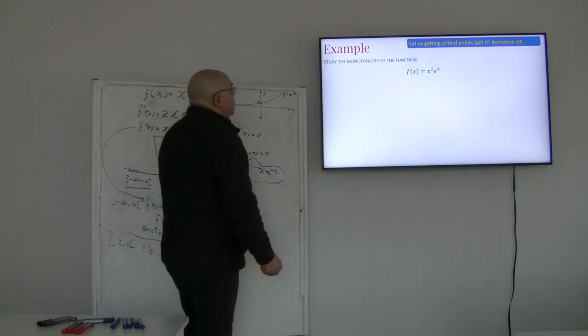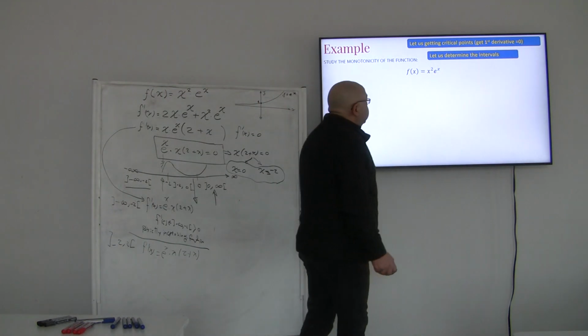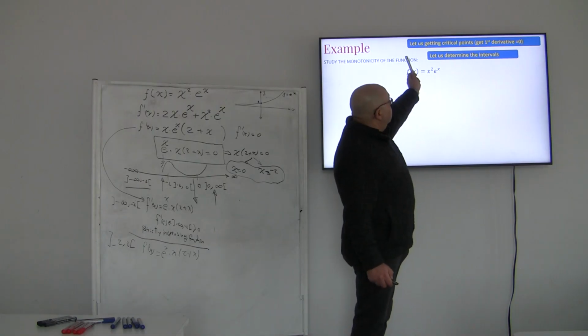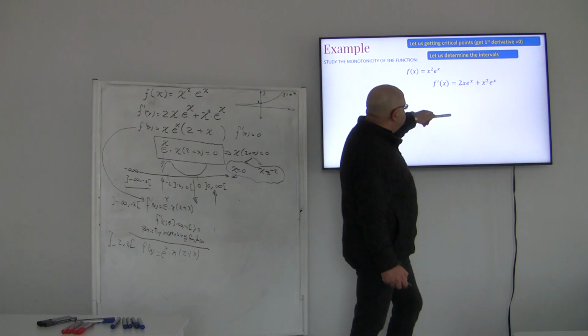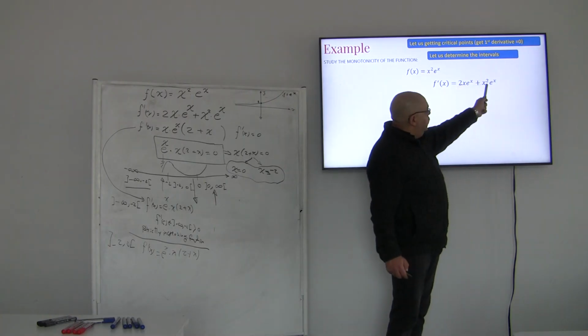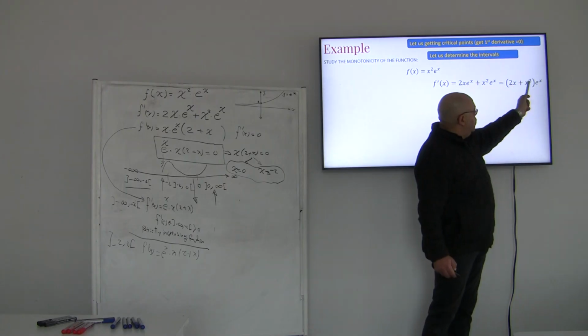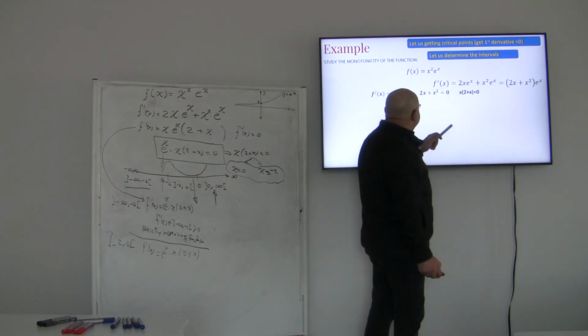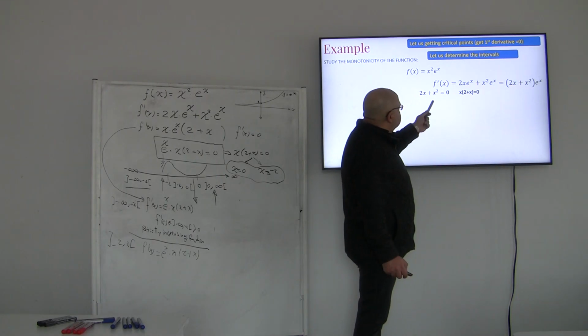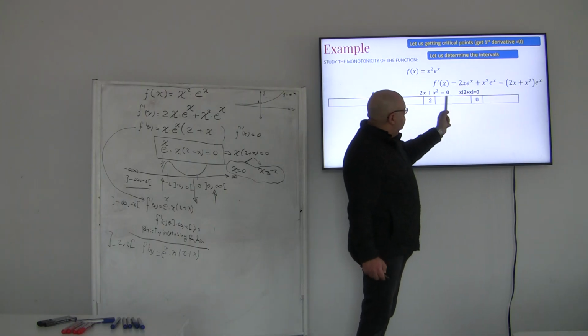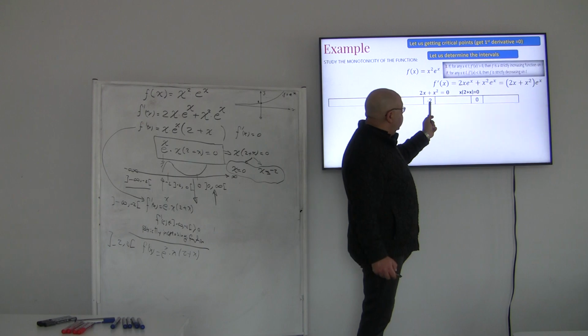Of course, the same steps again. Let's get into critical points. First get the first derivative and put it equal to 0. Let's determine the intervals. So I will have 2x e to the power x squared, e to the power of x, taking x as a common factor. This will leave me with the equation 2x plus x squared equal to 0, which means this will happen at x equal to 0 or at x equal to negative 2.